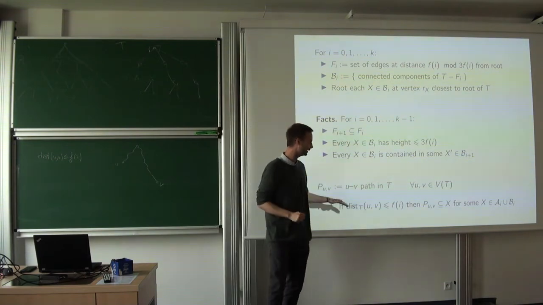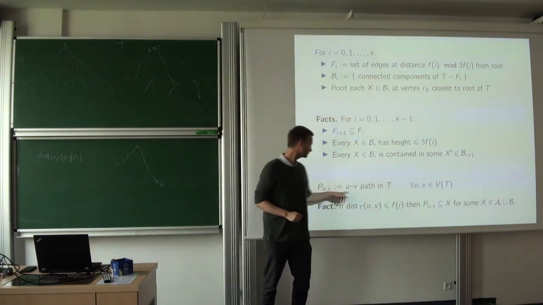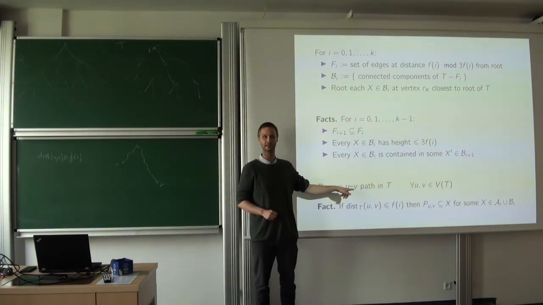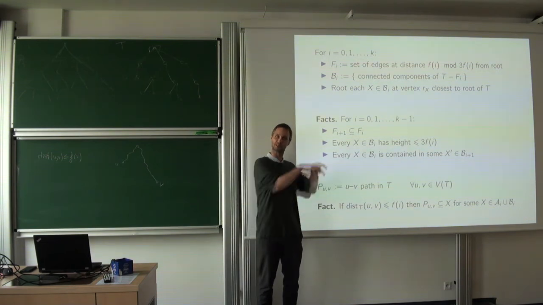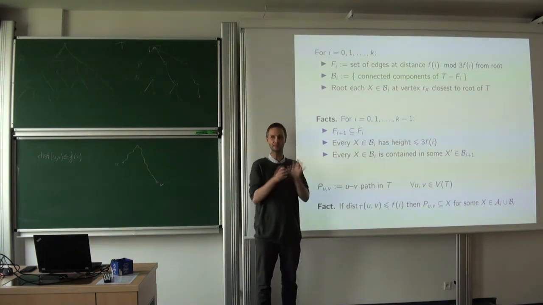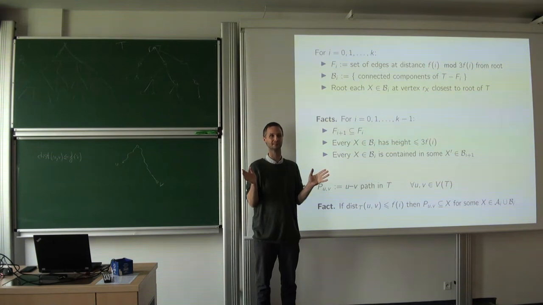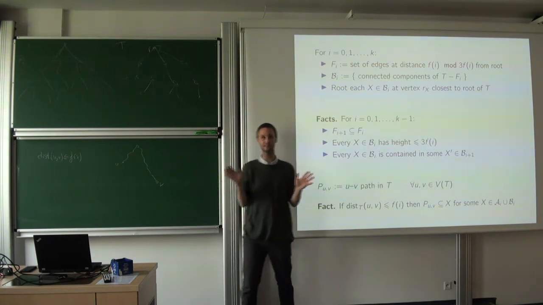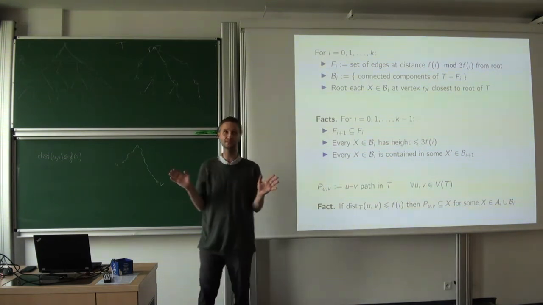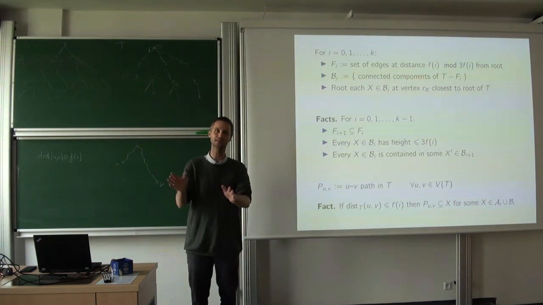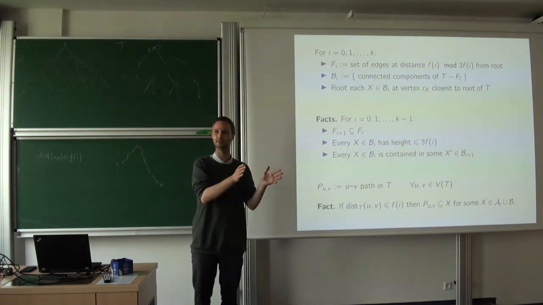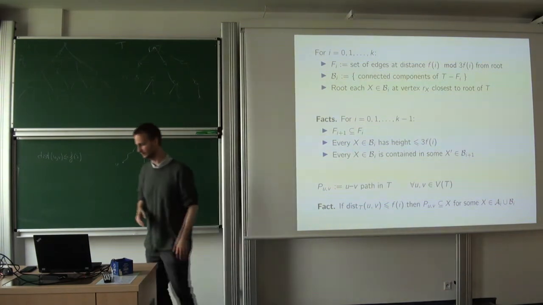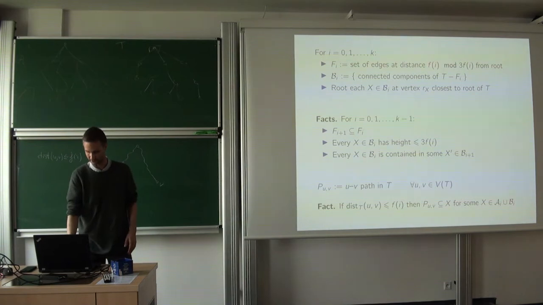when you define AI, you might cut some of these paths of length at most fi. But then those paths that you cut won't be cut when you define BI. And that's the only reason for defining BI. Otherwise, AI and BI will play exactly the same role. We are going to do the same with respect to AI and BI, and there is really no difference between these two partitions.